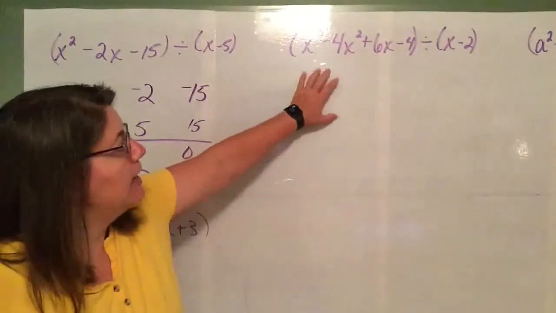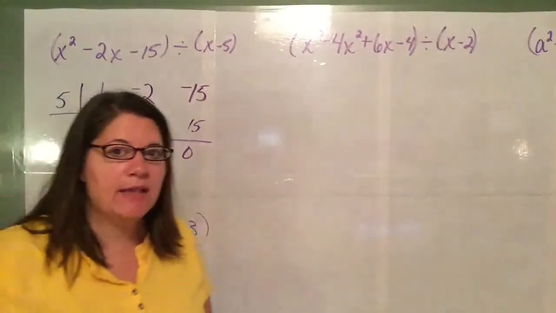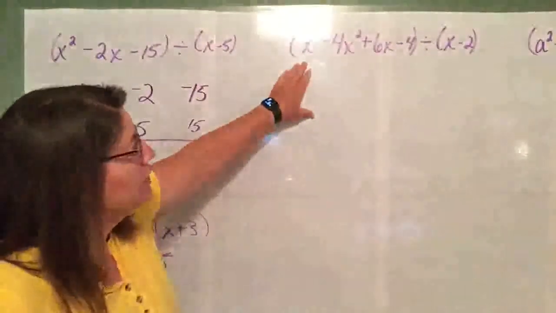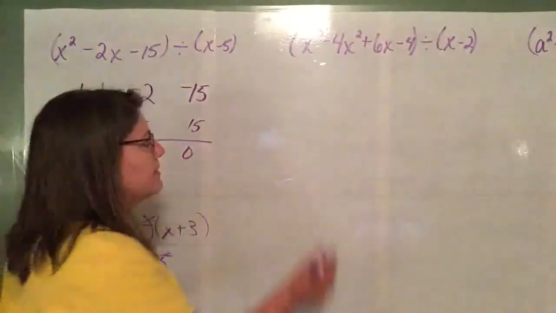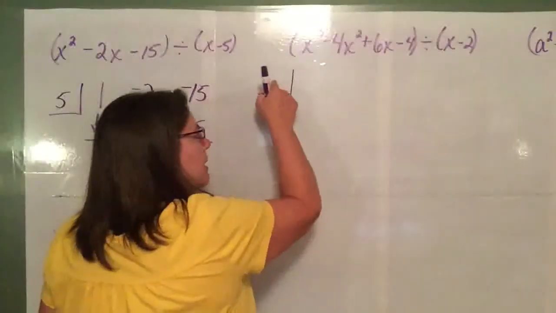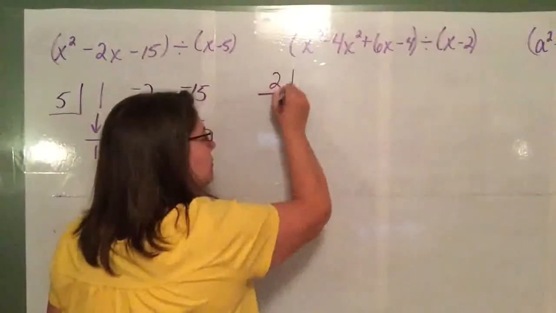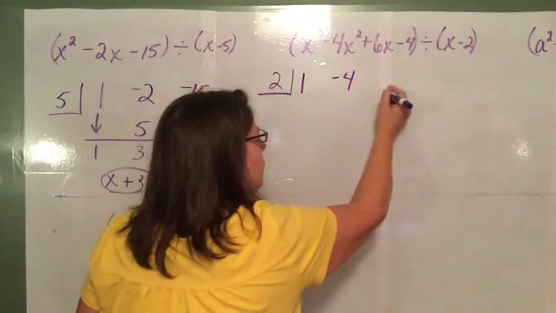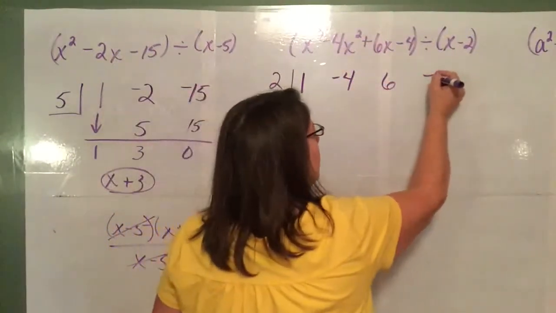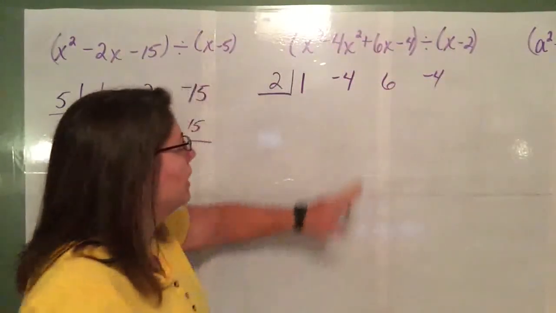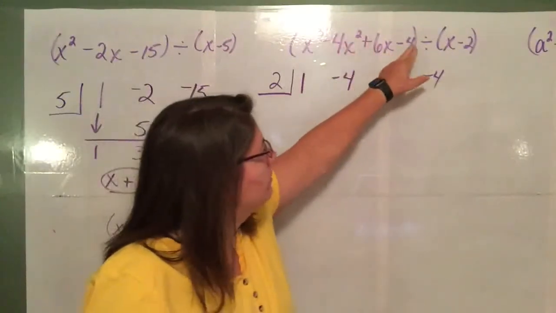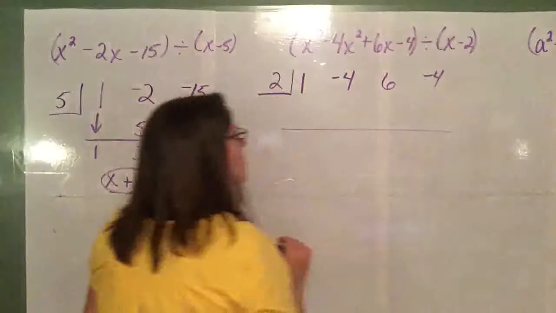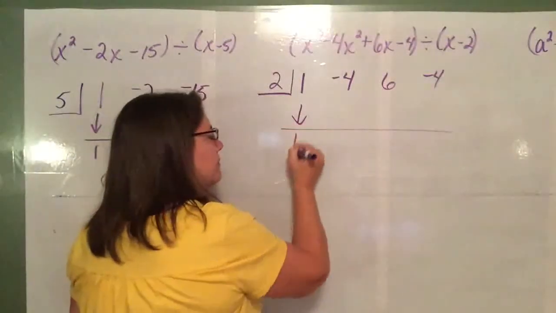All right, so in the next one, this one's a little bit different. This one has a few more details that we need to pay attention to. If you look at this polynomial, to set it up, in my little box, I'm going to have a 2. I have my coefficients, 1, -4, 6, -4. My degrees went 3, 2, 1, 0, so I'm not missing any terms. I don't have to do any zeros. I'm going to bring down the 1.